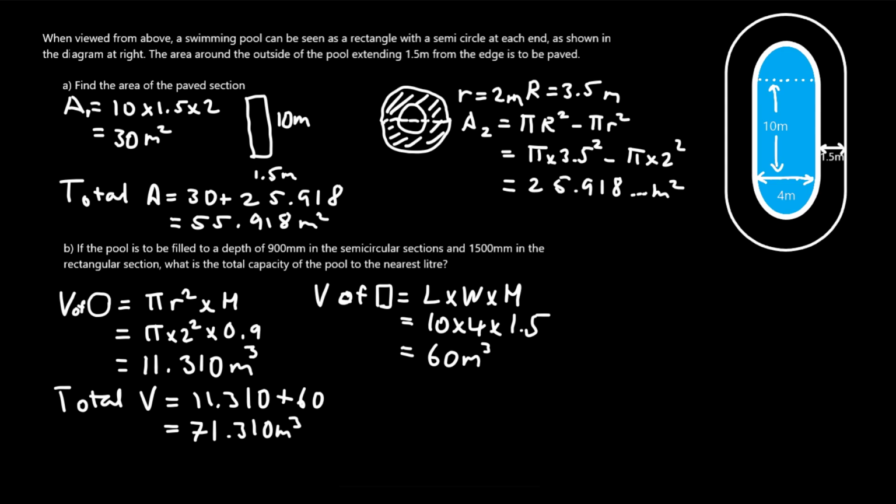Now, the question does ask for the capacity, not the volume, and it wants it to the nearest litre. So we've got to convert meters cubed to litres. So if we recall, we know that 1 meter cubed is equal to 1,000 litres. So we just have to multiply our total volume by 1,000 to make it into litres. So that would mean this volume as a capacity will be 71,310 litres. And we've answered it. We've got it to the nearest litre. Make sure our units are correct.